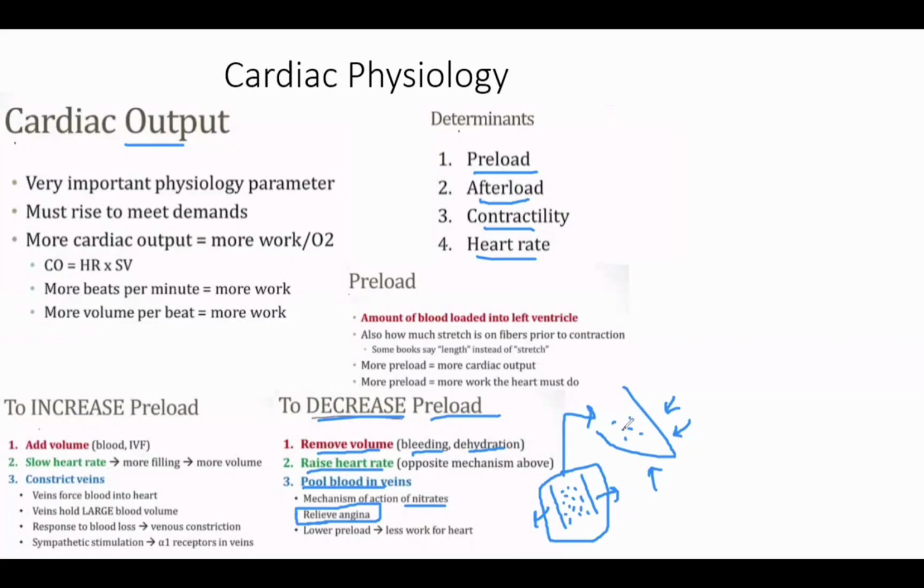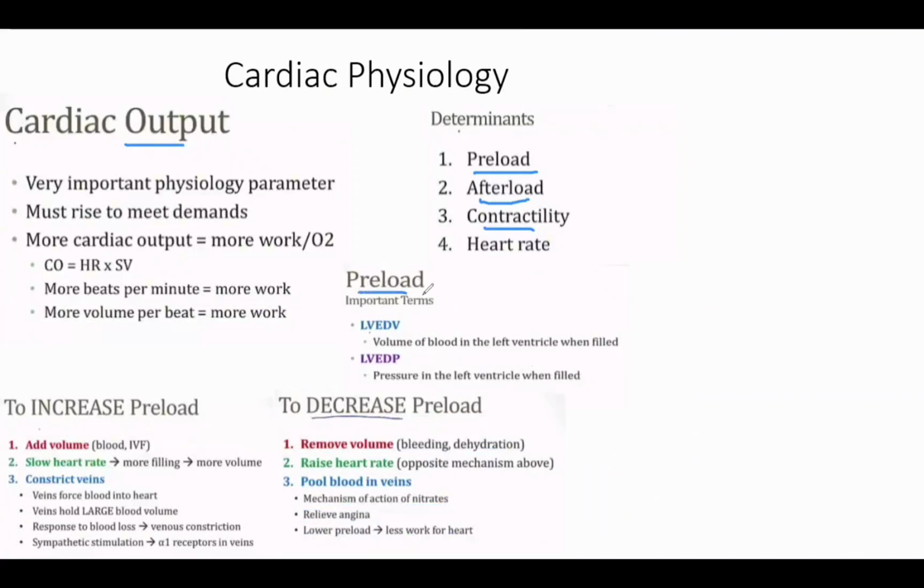That is, if there is more blood in this left ventricle and it applies more stretch on the walls of the ventricle, the heart has to contract more forcefully in order to eject the blood. But if there is a less volume of blood present in this left ventricle, it will apply less stretch on the walls of the left ventricle, and eventually there will be less work for the heart to eject the volume of blood into the aorta.